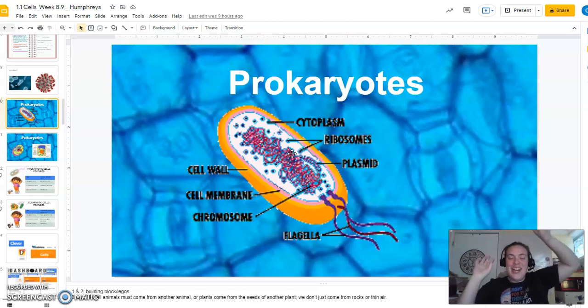Remember our prokaryote DNA dance. It is free floating. So it is not kept inside anything. It's just chilling. Now we still have our cell wall, our cell membrane, and our cytoplasm. And hopefully those words sound familiar based off Wednesday's lesson.